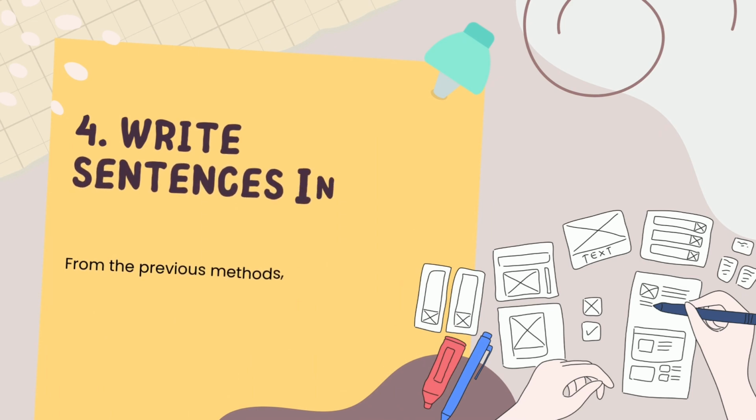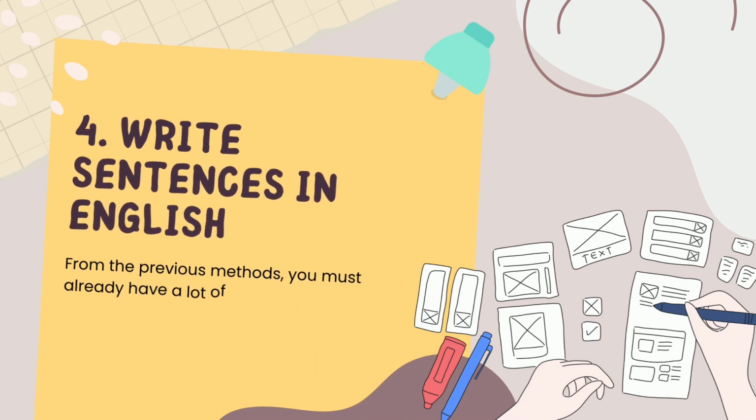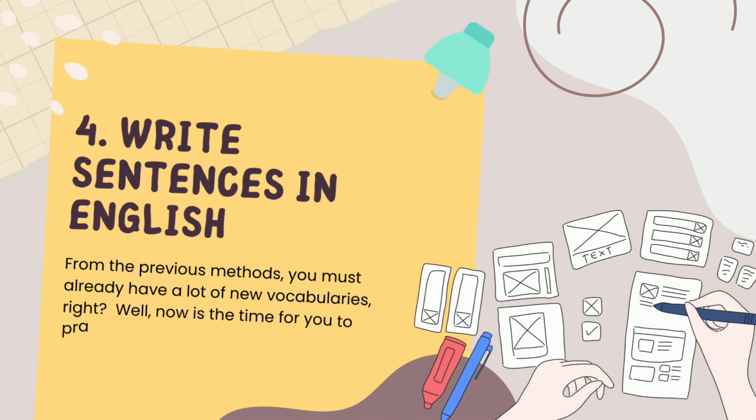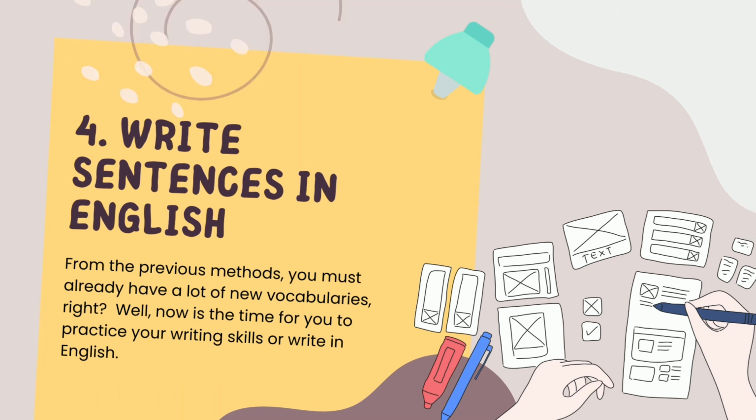And number four, write sentences in English. From the previous methods, you must already have a lot of new vocabulary, right? Well, now is the time for you to practice your writing skill in English. You don't need to write complicated sentences. Start with simple sentences.